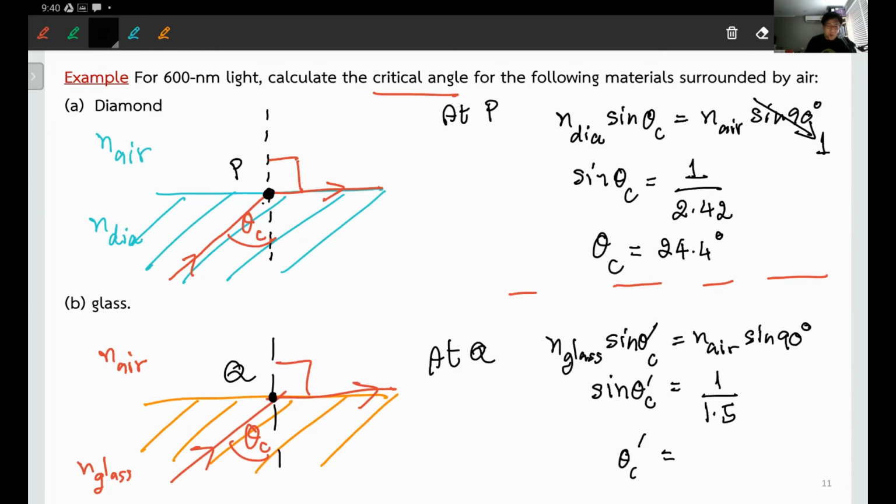All right, 1 over 1.5, 0.66. Okay, so I'm going to do the inverse of that. Inverse sine of 0.66, 41 something. Okay, approximately. All right, I don't know if you guys are with me right now.